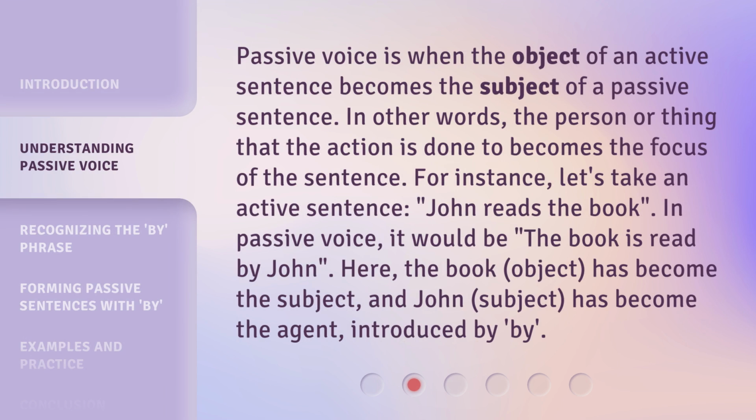Passive voice is when the object of an active sentence becomes the subject of a passive sentence. In other words, the person or thing that the action is done to becomes the focus of the sentence. For instance, let's take an active sentence. John reads the book. In passive voice, it would be, the book is read by John. Here, the book, object, has become the subject, and John, subject, has become the agent, introduced by by.